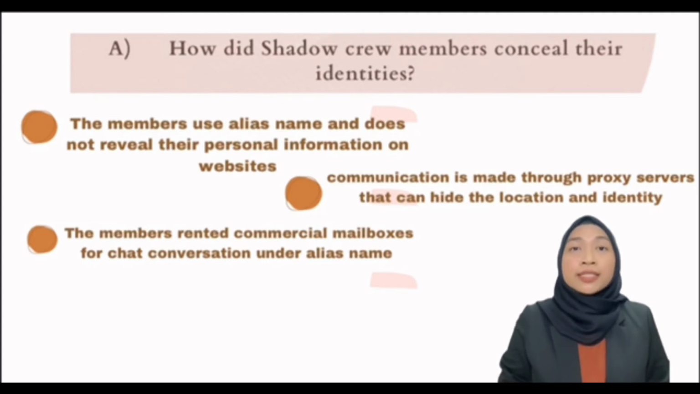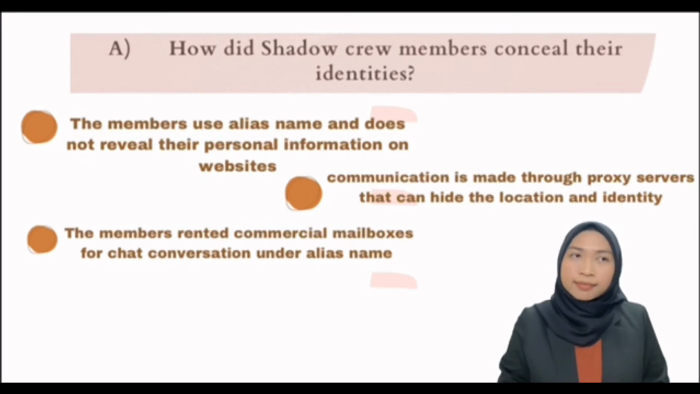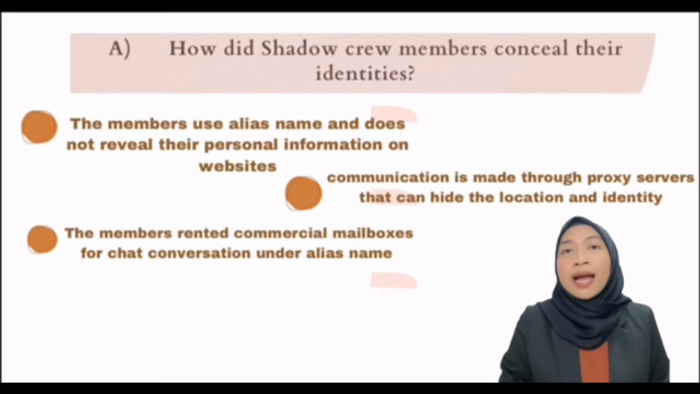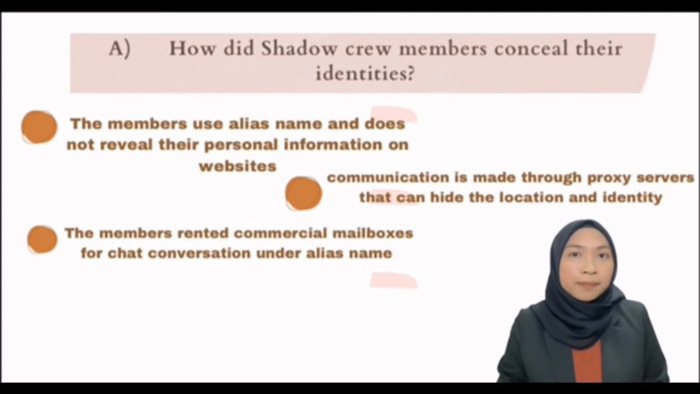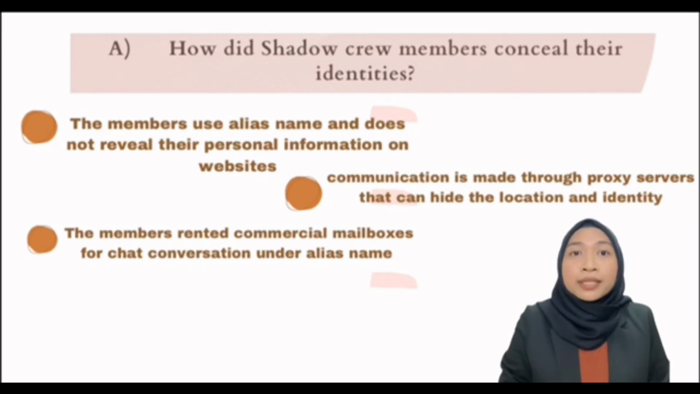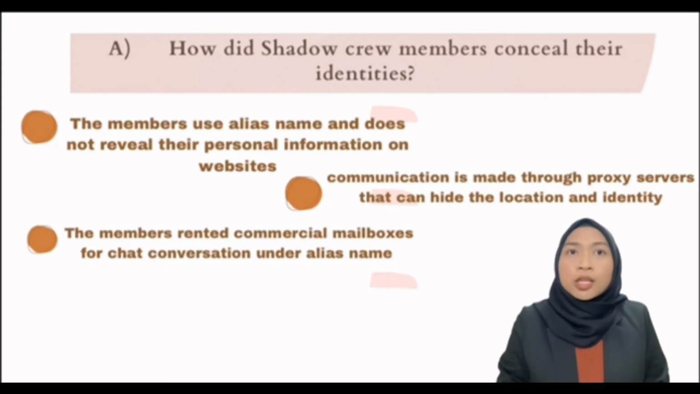Now, going back to question A: how did Shadow Crew members conceal their identities? And how can every citizen protect their identities while interacting online? Shadow Crew members can conceal their identities and hide their fraudulent activities because, while working online, they use alias names rather than their original names and do not reveal their personal information on websites. So, they can create multiple personas to cover their different niche topics without having them interfere with each other.